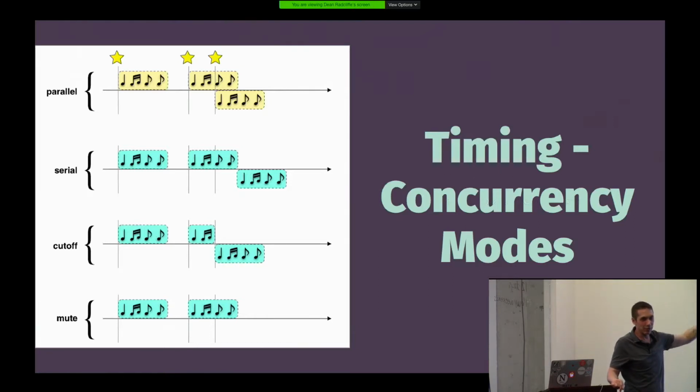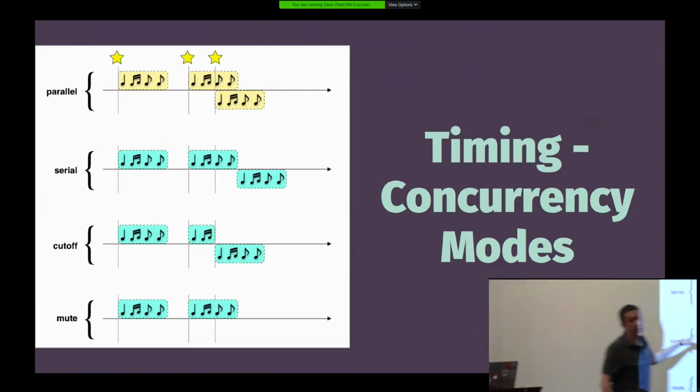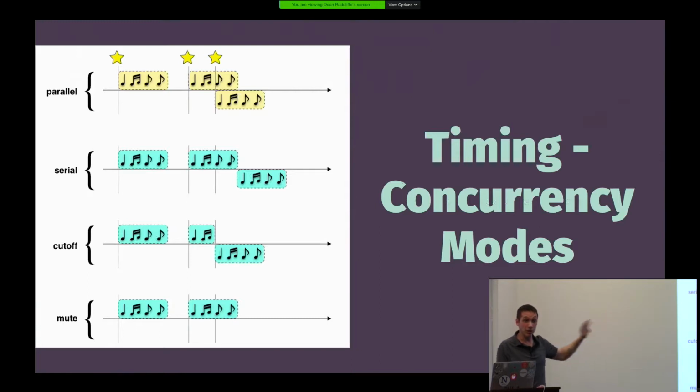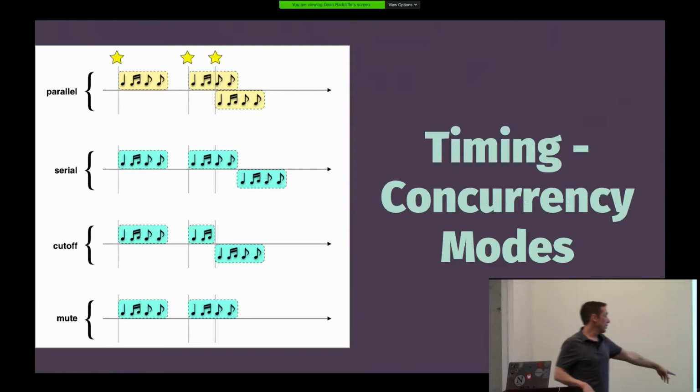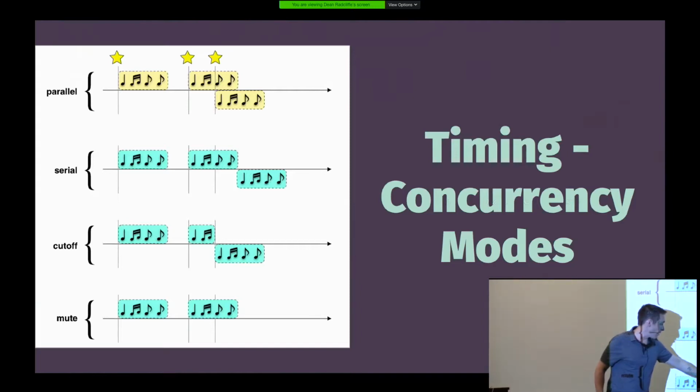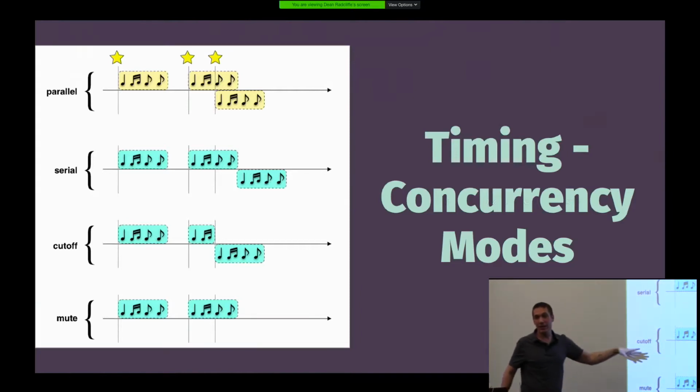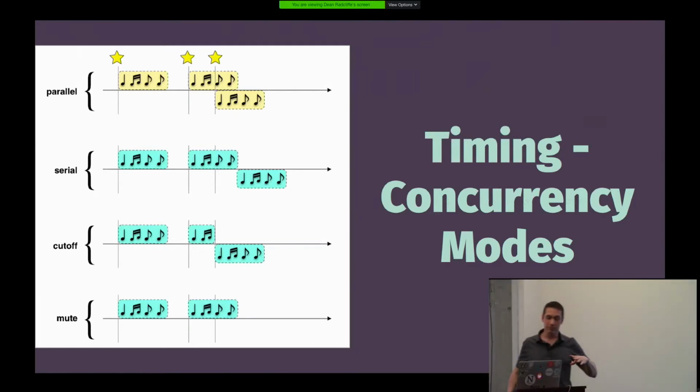Just as soon as I'm told to play, I play. Or serial: I'm told to play, but I'm considerate, I'm going to get in a queue and wait for the other one to finish. Or the cutoff mode that you saw: if I'm told to play and I'm already playing, well, this new command is more important than the old one, so kill the old one. Or mute, which says, if I'm already playing and somebody tells me to play something else, well, I'm already busy playing, so never mind that. I think of the mute example as: you've already called the elevator and someone stands there pressing the button again. Doesn't matter. It's coming.